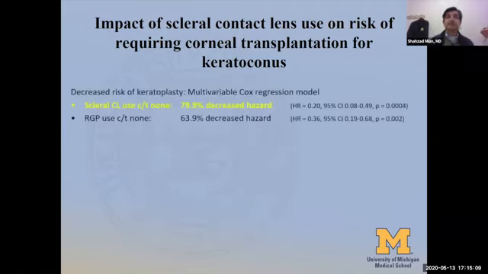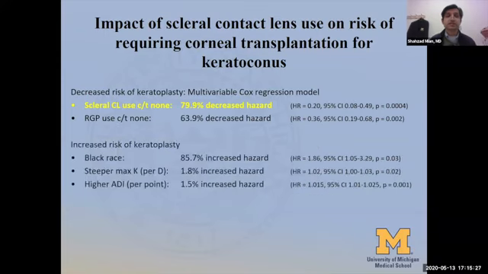So the significant factors we found in our series were that patients who were wearing scleral lenses had an 80% decreased hazard ratio of needing corneal transplantation. Patients who were wearing rigid gas permeable lenses also had a nearly 64% decreased hazard ratio of needing corneal transplantation. Increased risk of keratoplasty, as I mentioned, was associated with African American race, having a steeper maximal corneal curvature, with a 1.8% increase in the hazard ratio for every diopter of increase in maximal curvature. So this would mean that if your corneal curvature increased by 10 diopters, you had an 18% increased risk of needing corneal transplantation. And again, socioeconomic status was a significant risk factor for needing corneal transplantation.